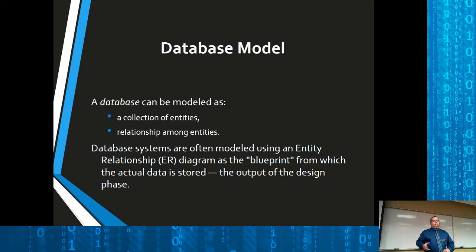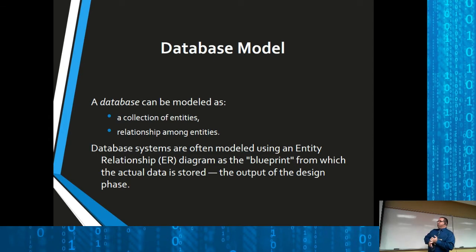Okay, the database model. A database can be modeled as a collection of entities and a relationship amongst entities. Those are the two pieces that make up a modern database system. When the modern database system was designed, it was known as an RDBMS, Relational Database Management System. Relations, that's where the R comes from. Database servers are useless without relations, just like any data is useless without knowing how it's all interconnected. Because if you don't know how things are connected, you can't get decent, real information out of it.